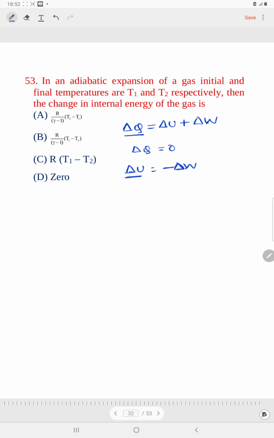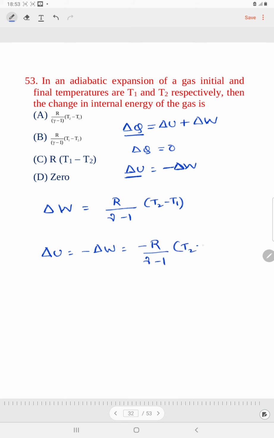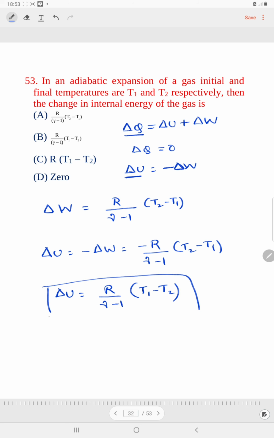So the work done formula in the case of an adiabatic process is R divided by gamma minus 1 into T2 minus T1. But here the change in internal energy is the negative of work done. Negative of work done means it is minus R by gamma minus 1 into T2 minus T1. But minus of R by gamma minus 1 times T2 minus T1 is also equal to R by gamma minus 1 times T1 minus T2. So this becomes the change in internal energy, which is option B.